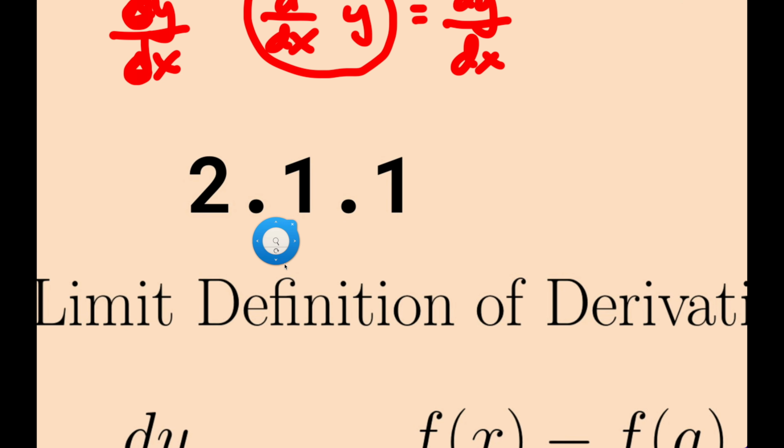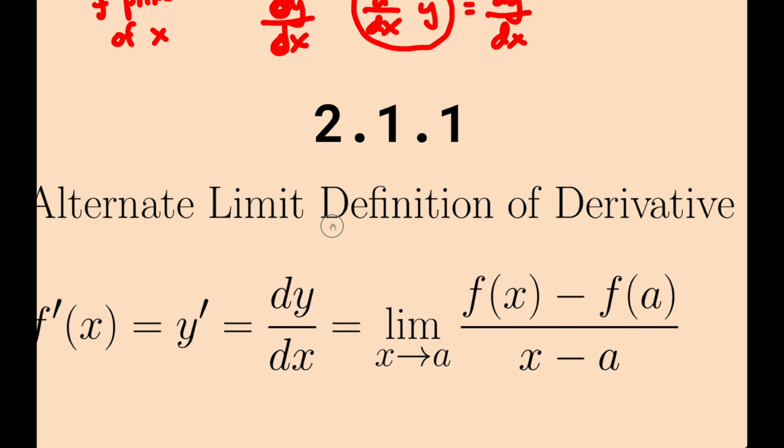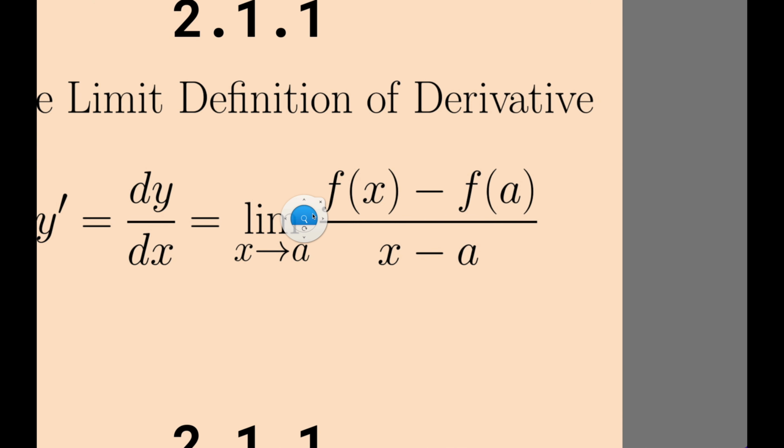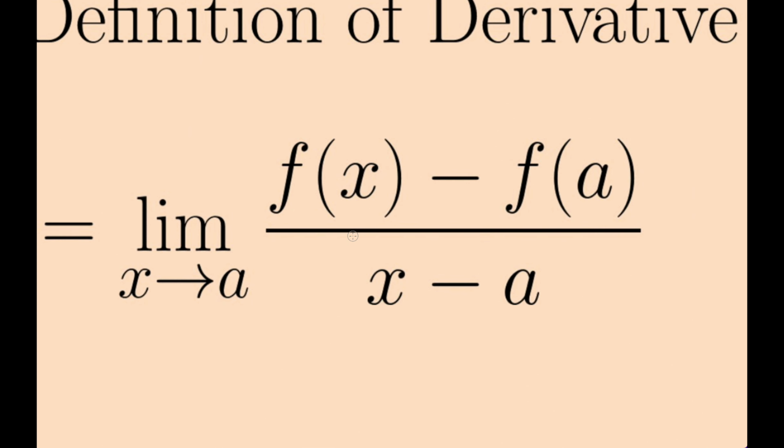Let's move on here to the next one. There's another alternate limit definition of derivative here. Again, same notation, f prime of x, y prime, dy over dx is equal to. Now in this case, x is approaching a. So now this actually is the old school slope definition that we normally use. Only this time the x and the a are getting infinitesimally closer. I should just say the x is getting infinitesimally closer to the a value.